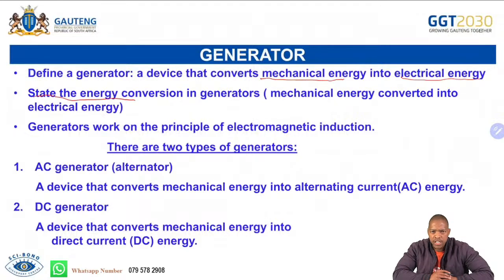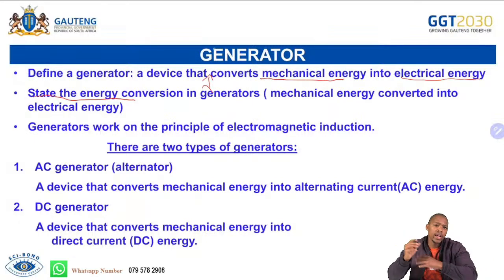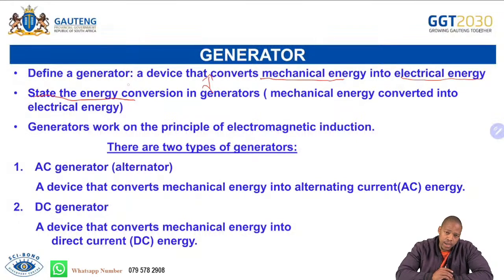Right. We must be able to state the energy conversion in generators. The energy conversion in generators is that it converts mechanical energy into electrical energy. These two questions can be asked differently. They are not necessarily the same thing, because the first one is only a definition. When you are asked to define, the whole statement must be there: a device that converts mechanical energy into electrical energy. However, if they say state the energy conversion, you don't need to include all of this part. You only need to say mechanical energy is converted into electrical energy. One is a definition and the other simply states the energy conversion in a generator. Right.